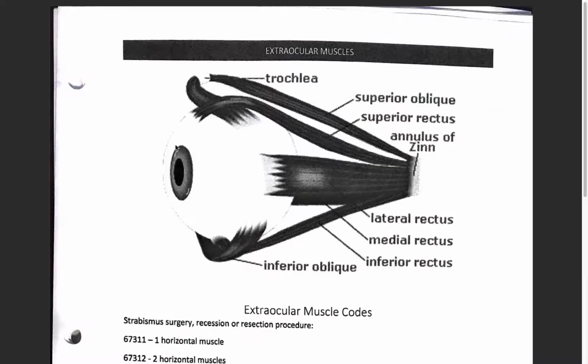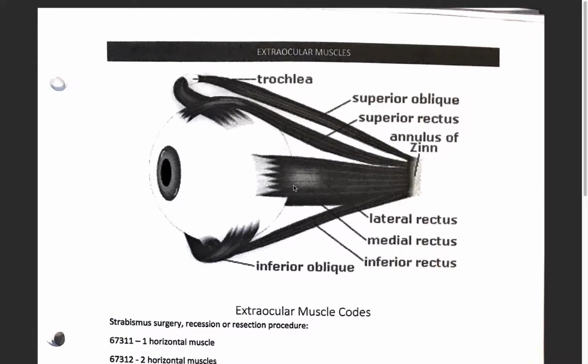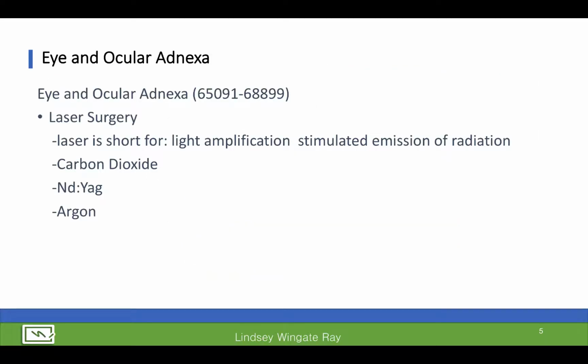Let's look at the muscles. Like I said, you have three sets of muscles. You have your top muscles, your side muscles, and your oblique muscles. The one thing you need to know about these muscles is there's such a thing as a horizontal and a vertical muscle. Turn to the eyeball codes in your CPT book.